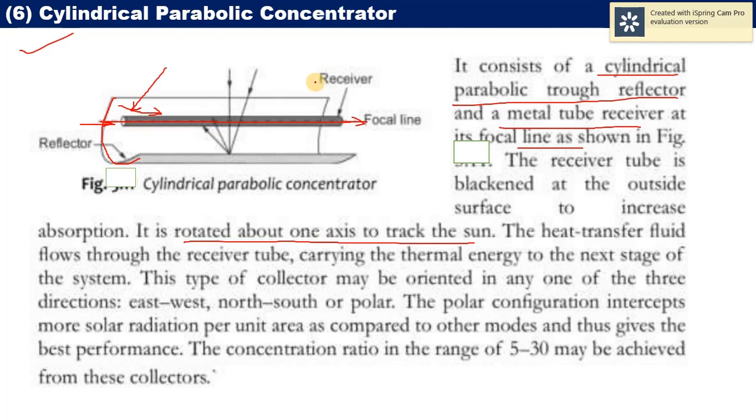The main thing you have to remember here is the line focus. The observer is in the form of a line, and this is one axis tracking. One axis tracking is only possible in this case. Here the concentration ratio is in the range of 5 to 30, which may be achieved from this collector. So this type of thing is there.